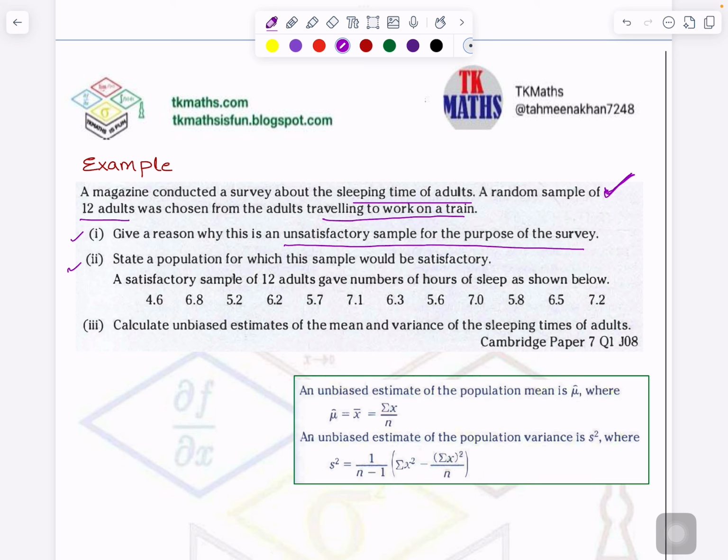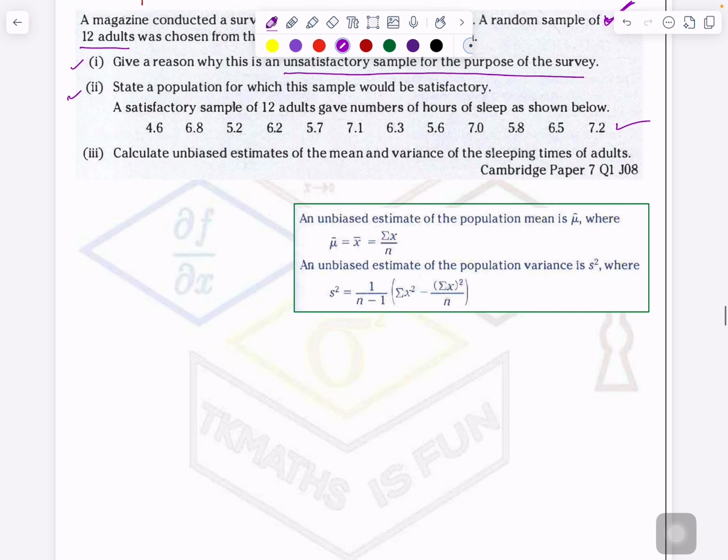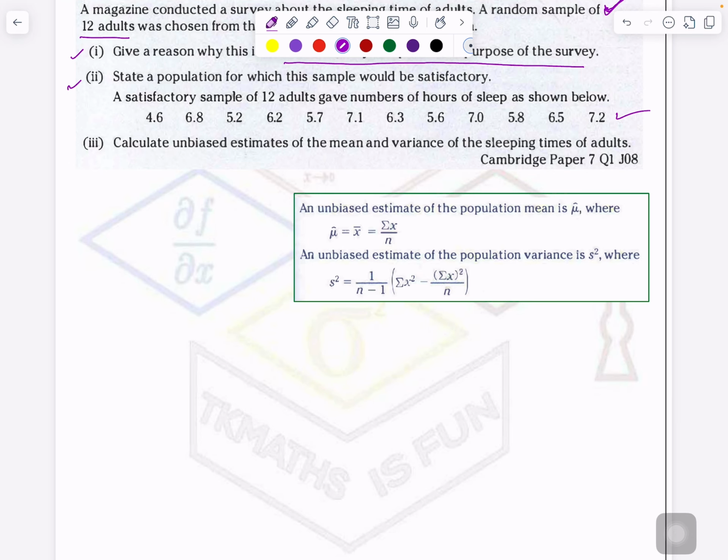Okay. A satisfactory sample of 12 adults gives the number of sleeping hours. Now you have to calculate the unbiased estimate of the mean and variance. The formula I have written here for you. So you can do sigma x over n. You will add up all these numbers. I'm using the calculator, so you also use it. So sigma x is coming 74. I hope there is no mistake in it. Divided by 12. So my unbiased estimate of the population mean will be 6.17.